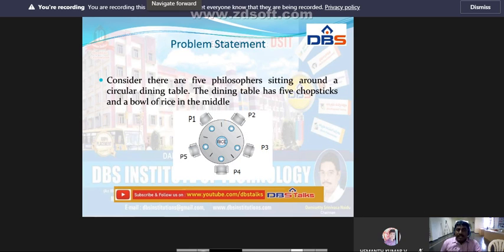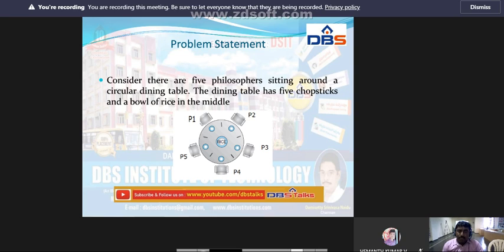If you see the representation of the dining philosophers, the problem statement considers 5 philosophers: P1, P2, P3, P4 and P5, sitting around a circular dining table. The dining table has 5 chopsticks, or forks: 1, 2, 3, 4, 5, and a bowl of rice in the middle.